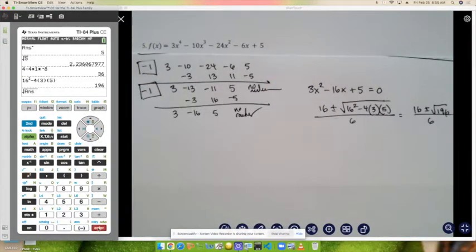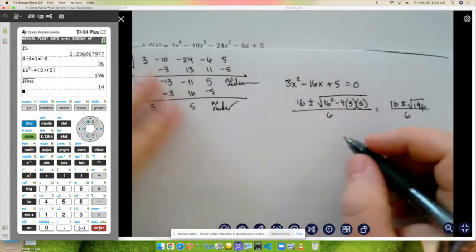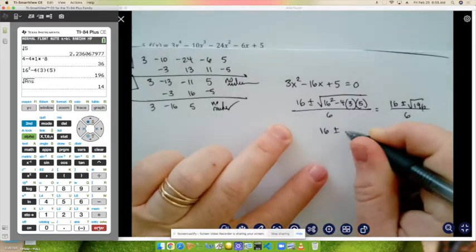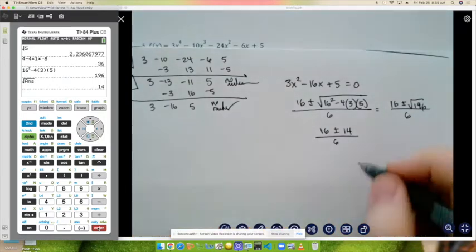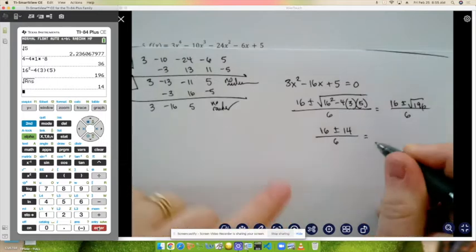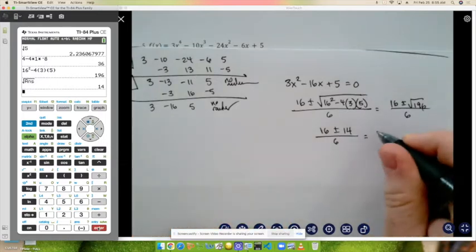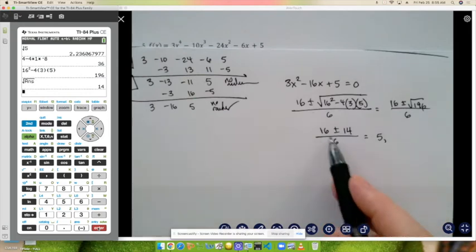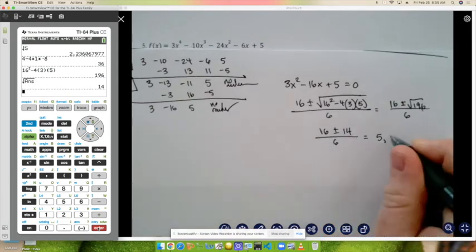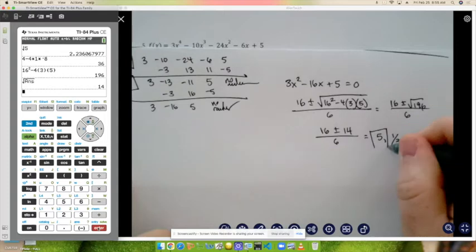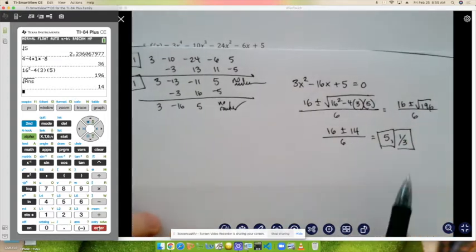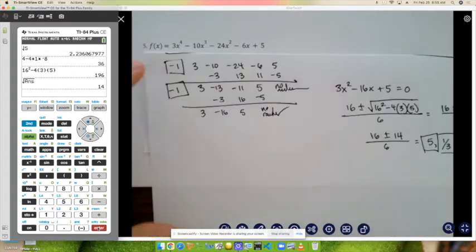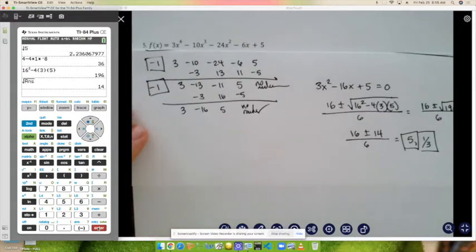The square root of 196, well, that's just the number 14, which is great. So we're talking about 16 plus or minus 14 over 6. If you do 16 plus 14 and then divide by 6, that's 30 over 6, which is 5. And if you do 16 minus 14, 2 divided by 6 is 1/3. So my 4 solutions are 5, 1/3, -1, and then -1 again.